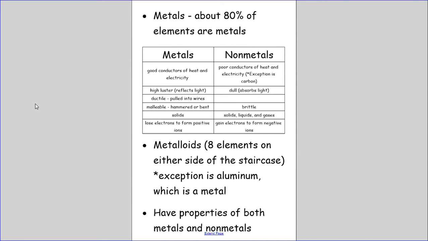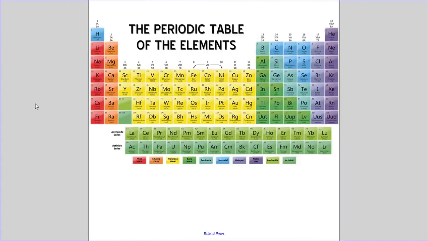So our metalloids, we have this thing called the staircase. They're the 8 elements on either side of the staircase, and the exception to that is aluminum. And so they have properties of both metals and nonmetals. So if we were to take a look, I'll just scoot back to the first slide, just to kind of go through what some of this stuff would look like. So our staircase kind of starts to go down and then over, and then it just walks its way down here. Over and down, over and down.